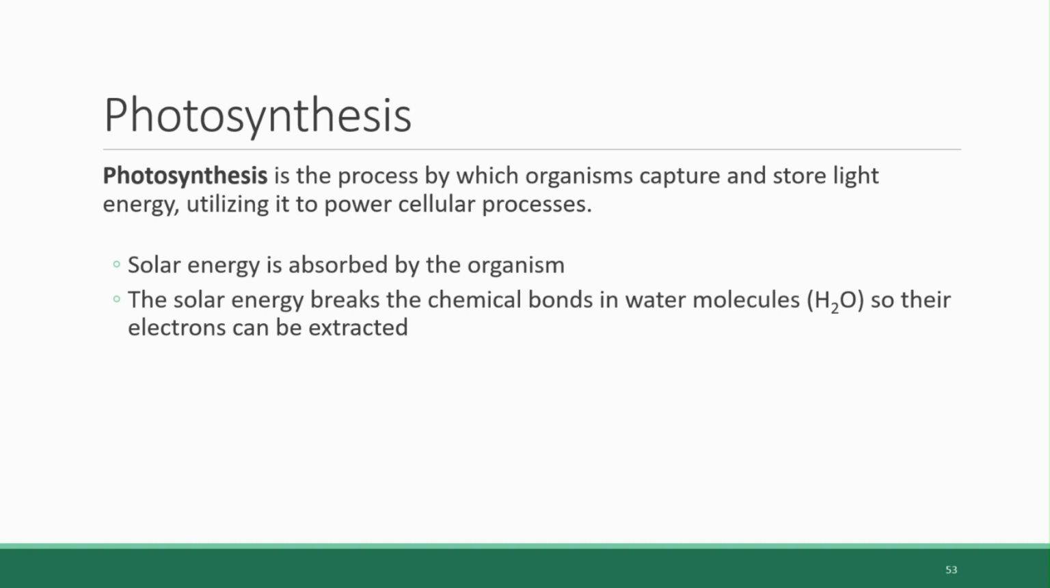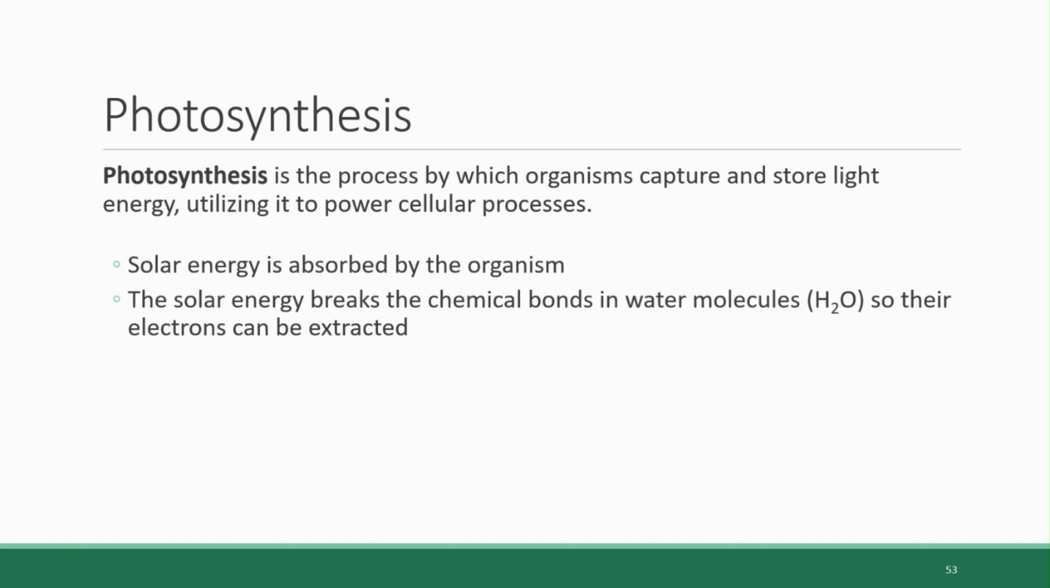So instead, we're going to give a broad overview of the steps involved in photosynthesis. When solar energy is absorbed by a photoautotrophic organism, the solar energy breaks the chemical bonds in water molecules, which are freely available in the cell. And by breaking the bonds, the electrons in those bonds can be extracted. Naturally, the result of breaking the bonds between the atoms in a molecule of water, H2O, is that you get the separate constituent parts. Hydrogen ions because they're missing some electrons, and pure oxygen gas. The oxygen gas gets released into the environment. It's considered a waste product by this process.